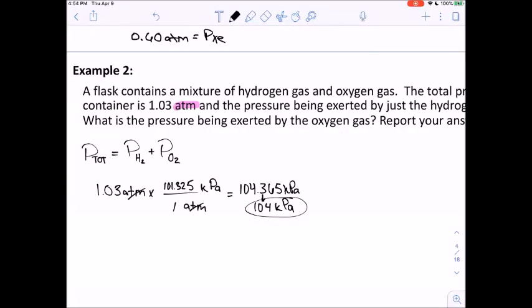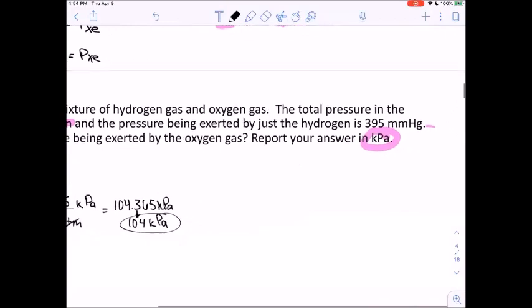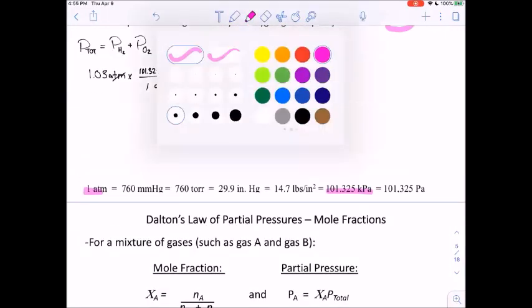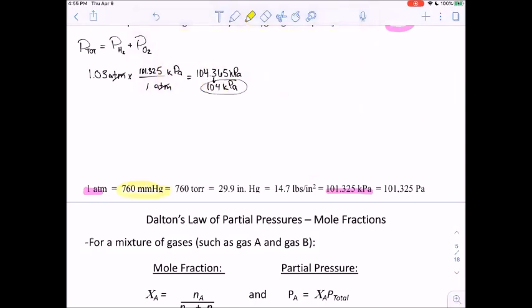Now we're going to convert the next one. So our next one was given to us in millimeters of mercury. So we need to use that chart again and find millimeters of mercury and kilopascals. Millimeters of mercury is over here. Kilopascals, same place over here. So I'm going to do 760 millimeters of mercury is the same thing as 101.325 kilopascals.